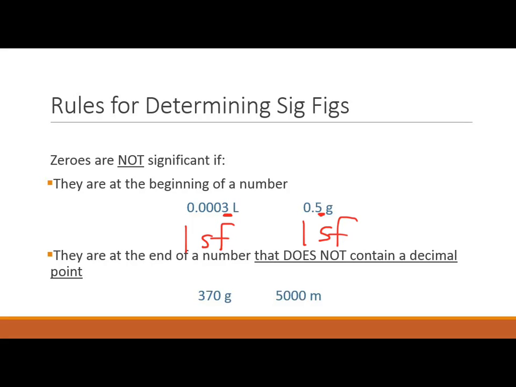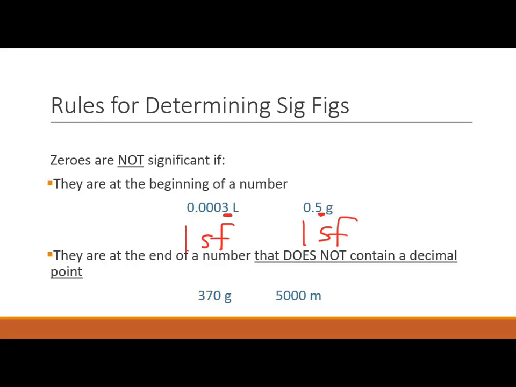Now, one thing to remember is that when I say significant, that doesn't mean important or not important, right? So significant just means that it affects our precision. Okay, these zeros at the beginning of a number are still important because they're placeholders, and they tell us that this is 0.5 grams and not 5 grams or 50 grams or 0.005 grams, right? So those zeros are important, but they are not significant. They do not count towards our number of sig figs.